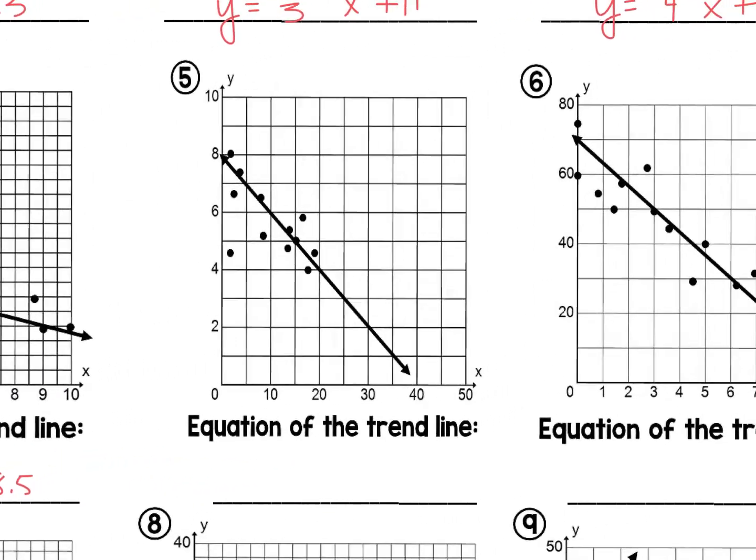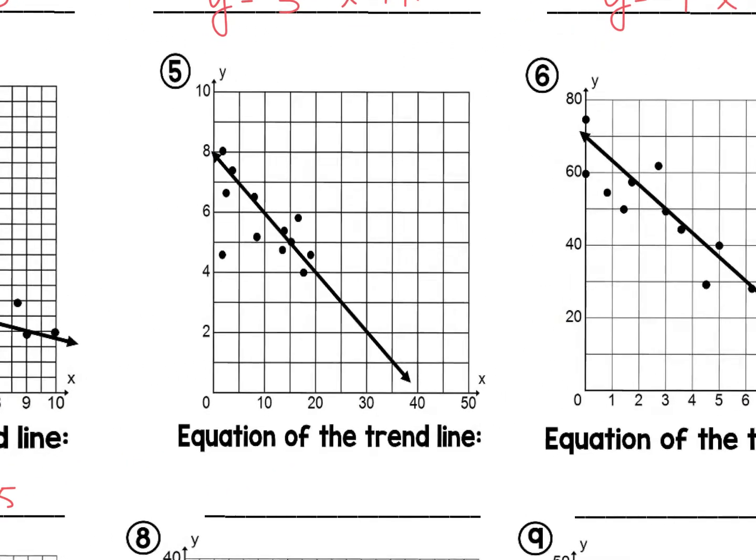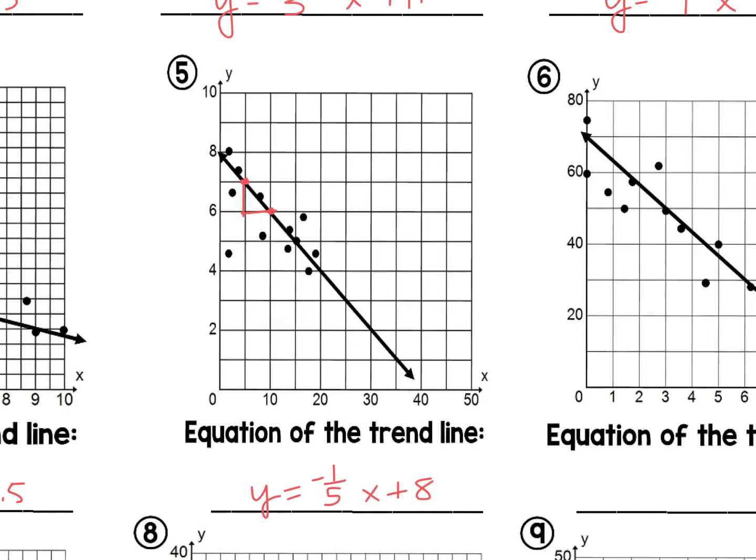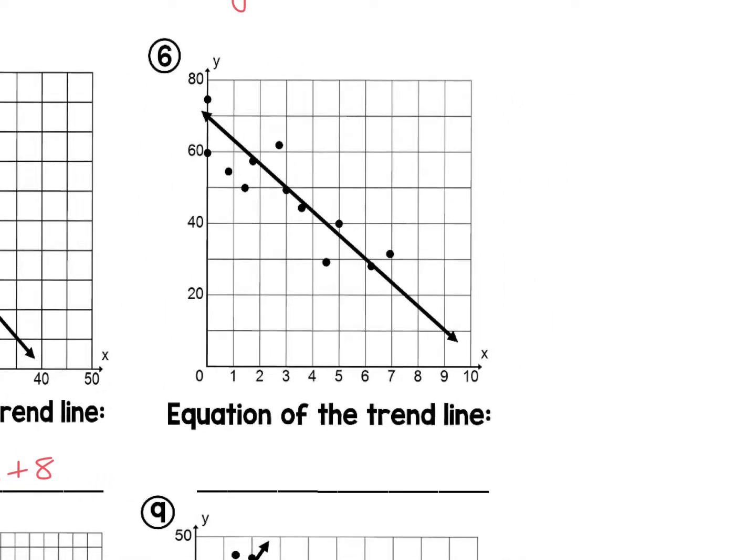Here's number 5. Looks like my y-intercept will be probably 8. So y equals plus 8. And my slope, that's a really good point in this one. So that's like down 2, right 5. No, not down 2, down 1, because it goes from 7 to 6. So down 1 and then right 5. Okay, let's do number 6.